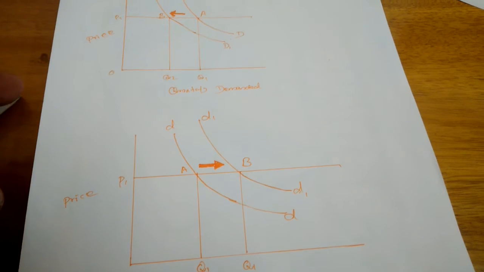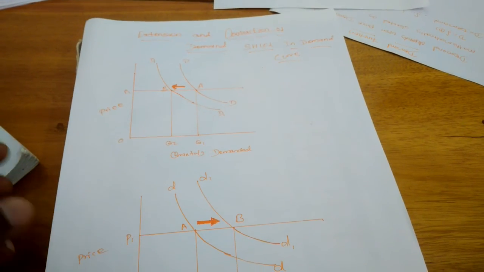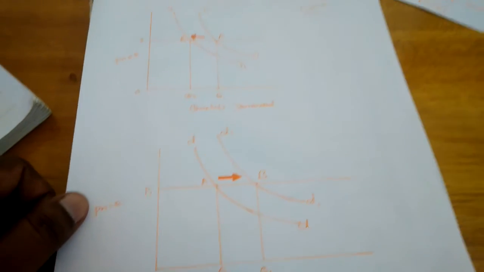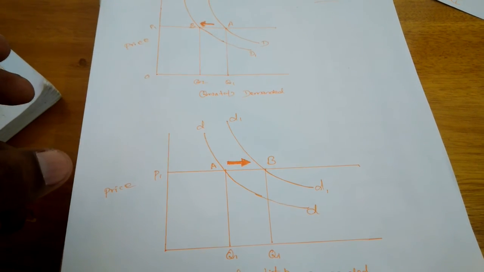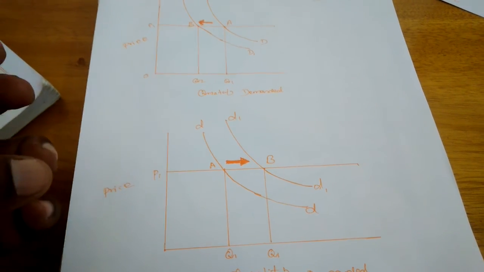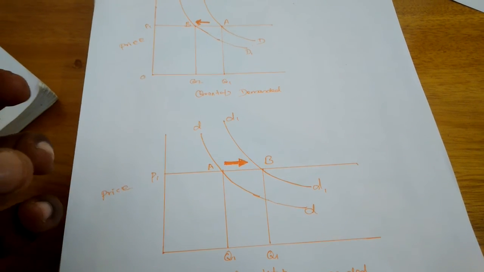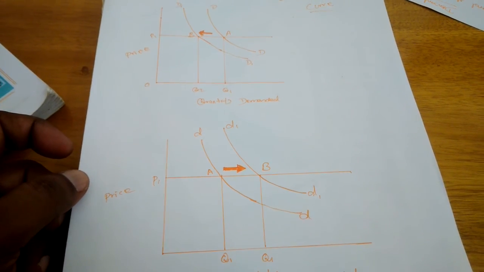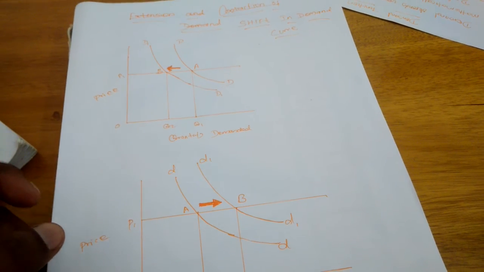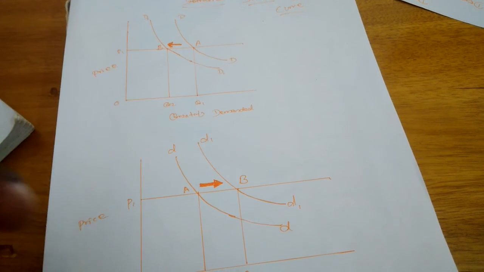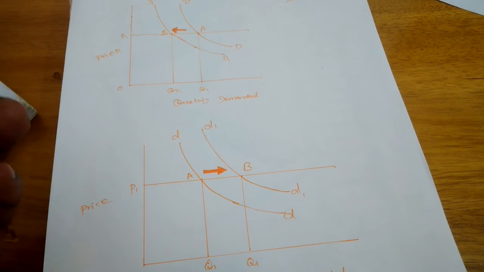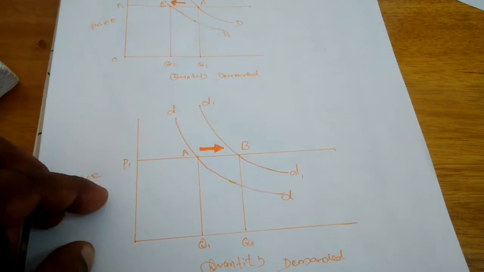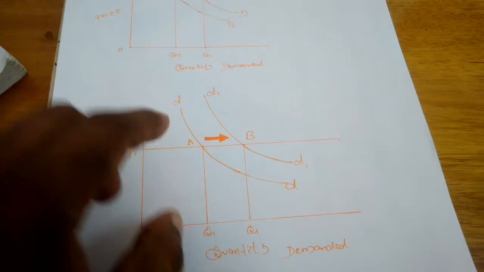So what we have to know is one difference between the shift in the demand curve and the extension and contraction of the demand curve. If the change in the quantity demanded of a commodity is due only to changes in the price, it is called extension and contraction of demand. But if the demand is increased by other reasons, such as taste and preference of the consumers, incomes and other reasons, that is called a shift in the demand curve. The demand curve will totally shift from its existing place.